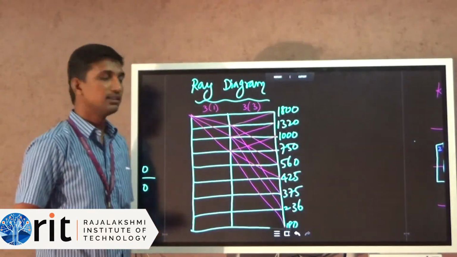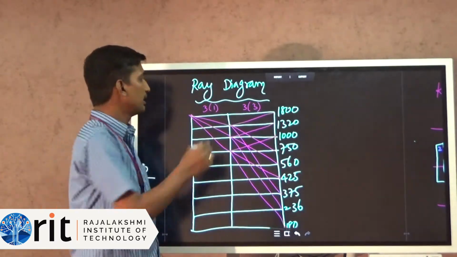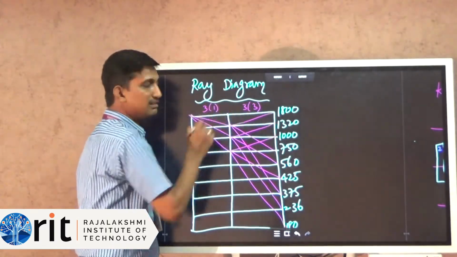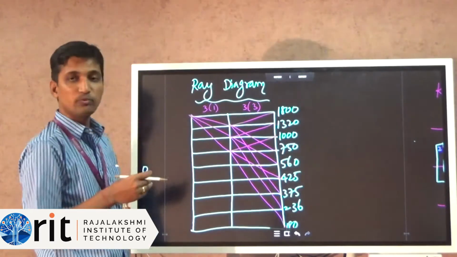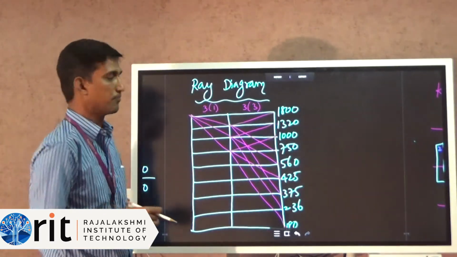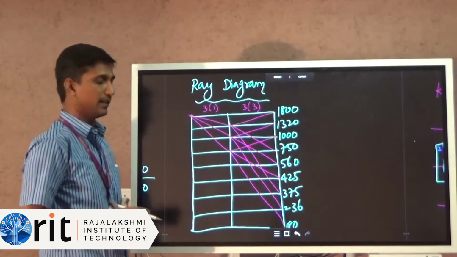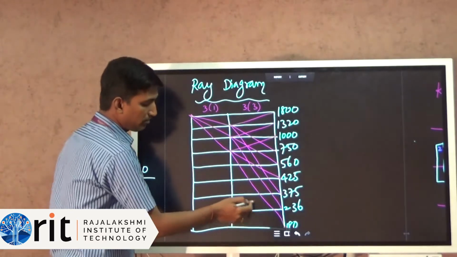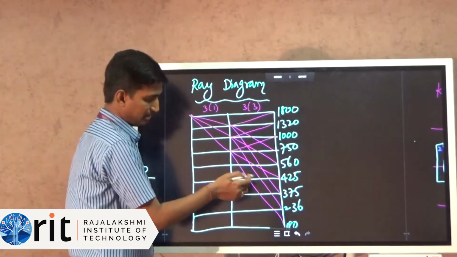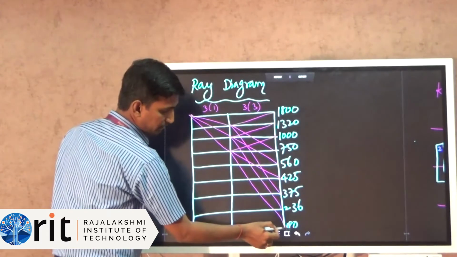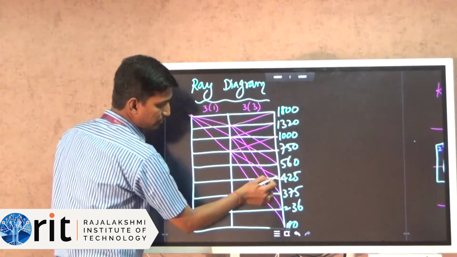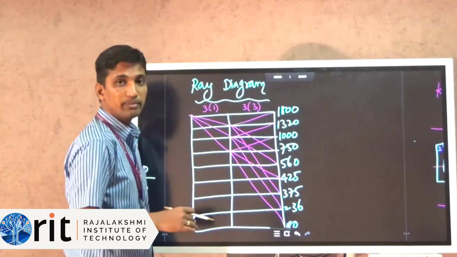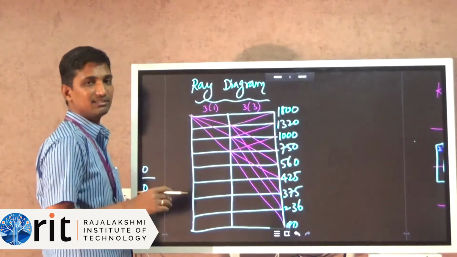As I said earlier, the structural formula is 3-1 and 3-3. Since it has 9 speeds, now we are at the part to find the ray diagram. How to make the ray diagram? Since it has 9 speeds, I am going to make 9 lines in the horizontal direction. This is the first line, second, third, 4, 5, 6, 7, 8, 9.